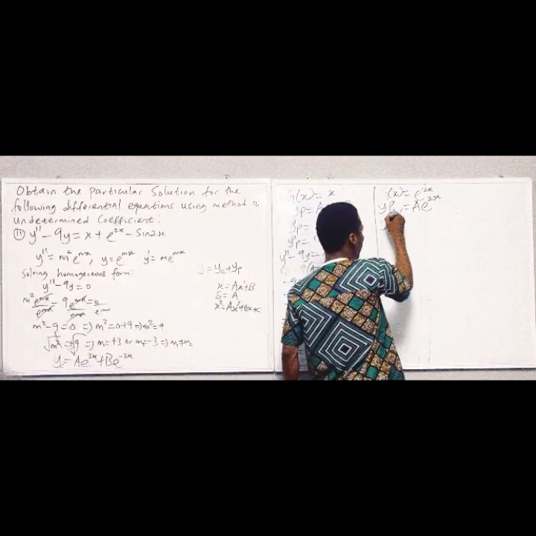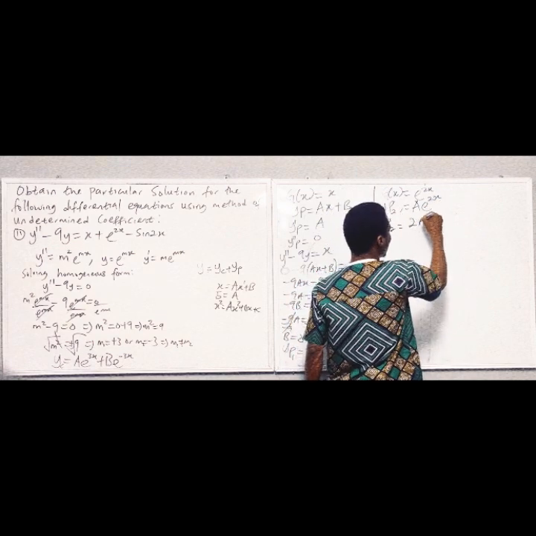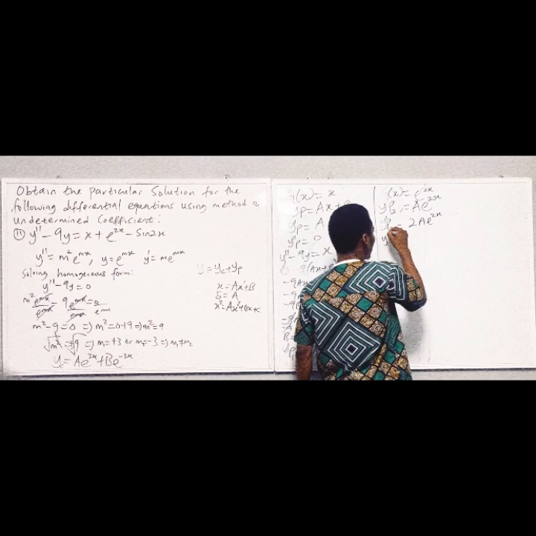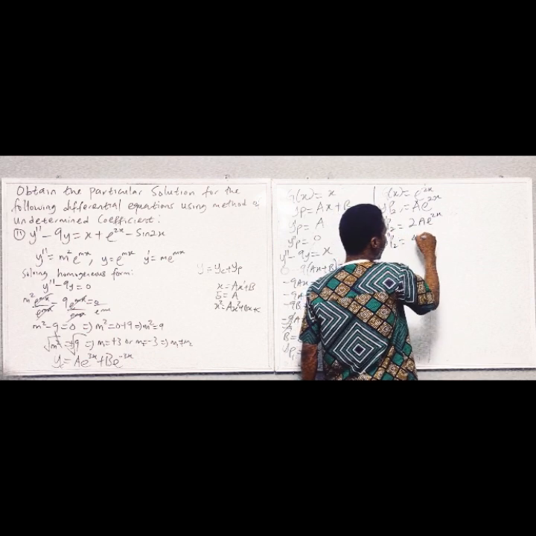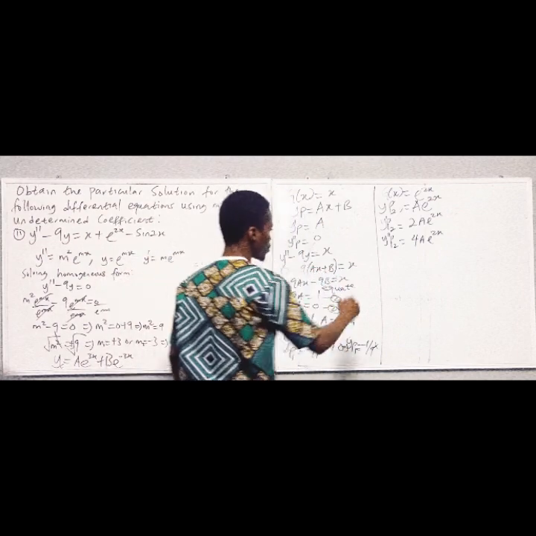I will now differentiate y prime of yp2. I'm going to have, with respect to x, 2A exponential 2x. I will differentiate again. I'm going to have 4A exponential 2x.